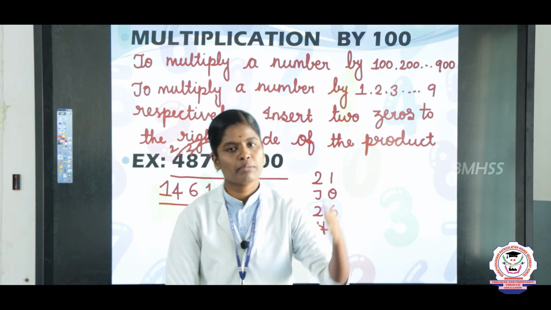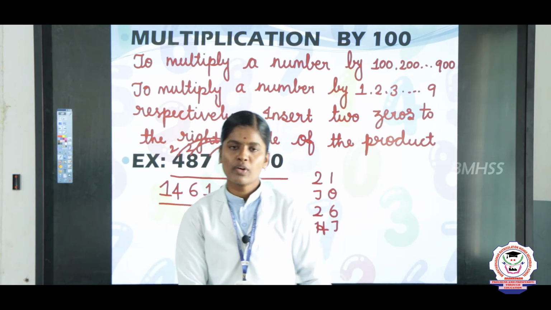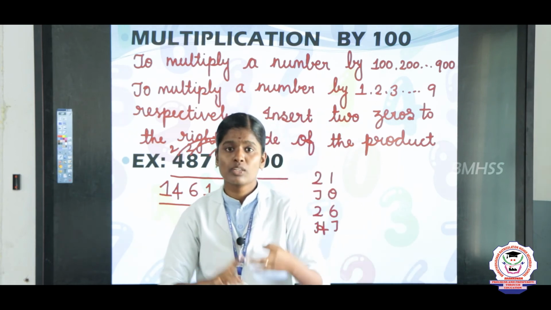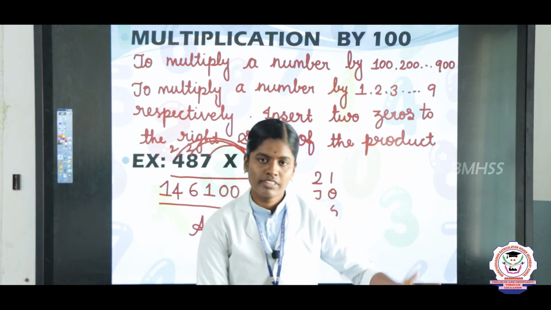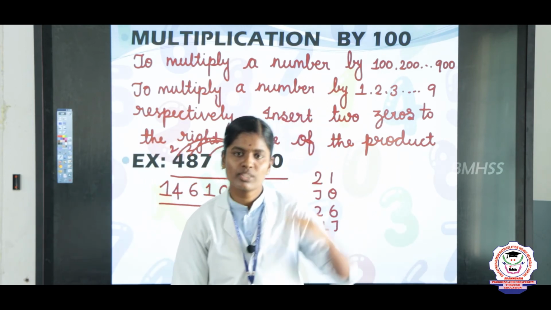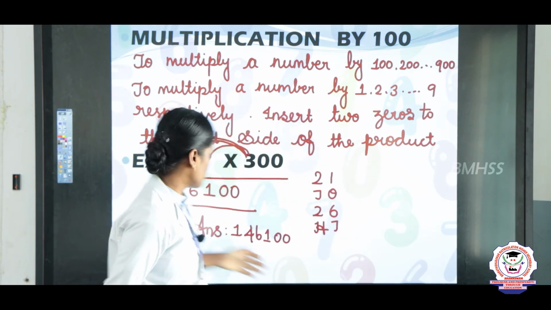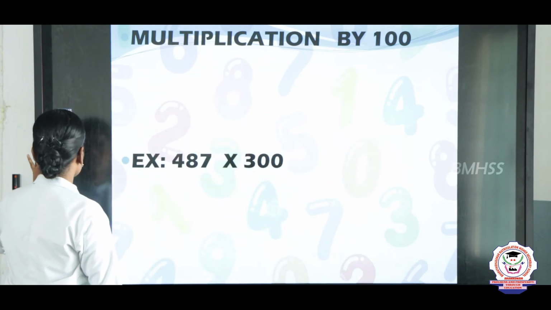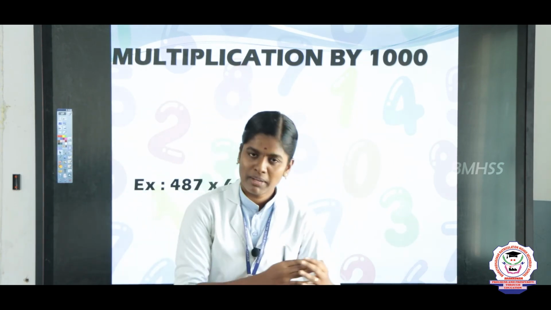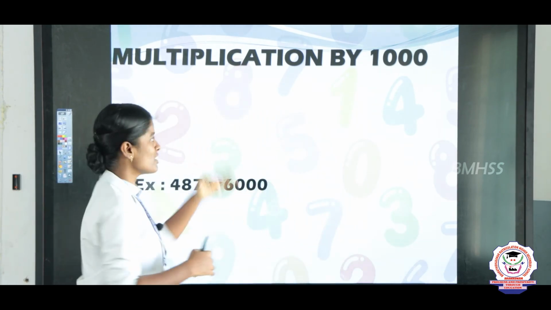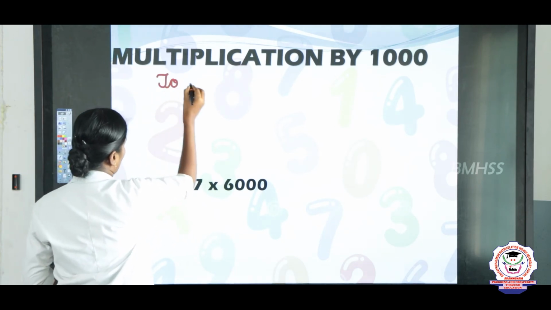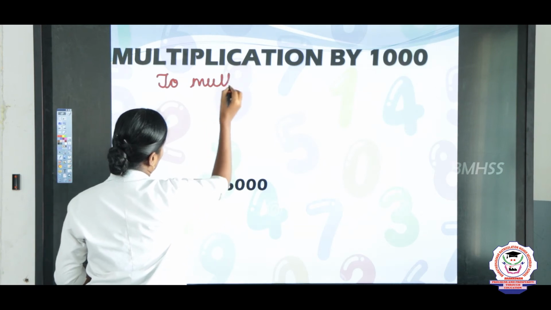Next we are going to see multiplication by thousands, same as multiplication by 10 and 100. First we are going to multiply by the thousands form. So thousands form, you know, 1000, 2000, 3000 and it goes on. First you will multiply by 1, 2, 3 and finally you should insert 3 zeros to the right side of the product.